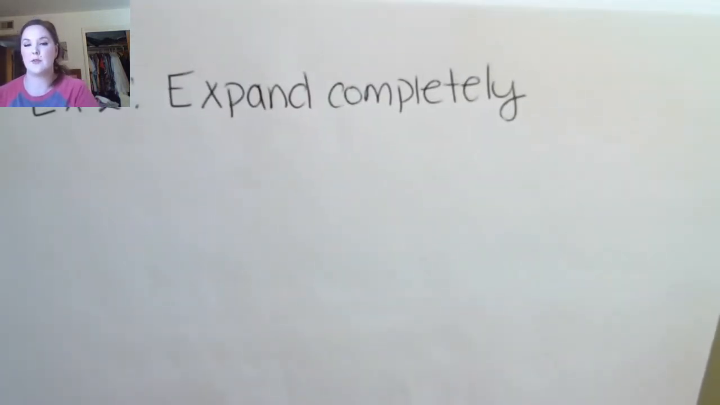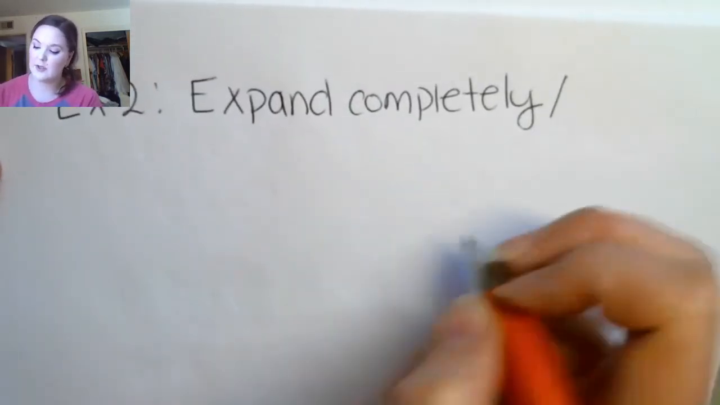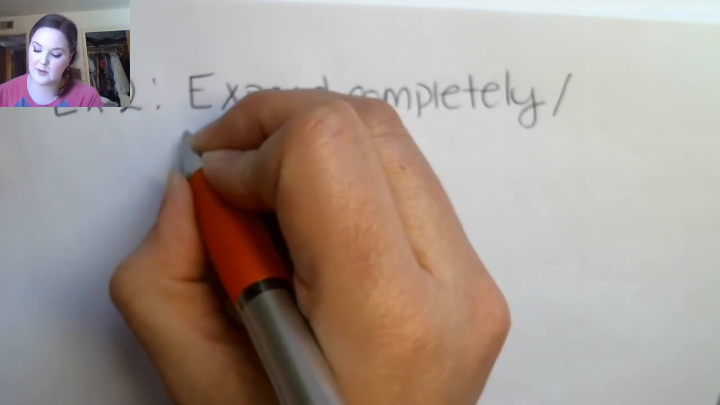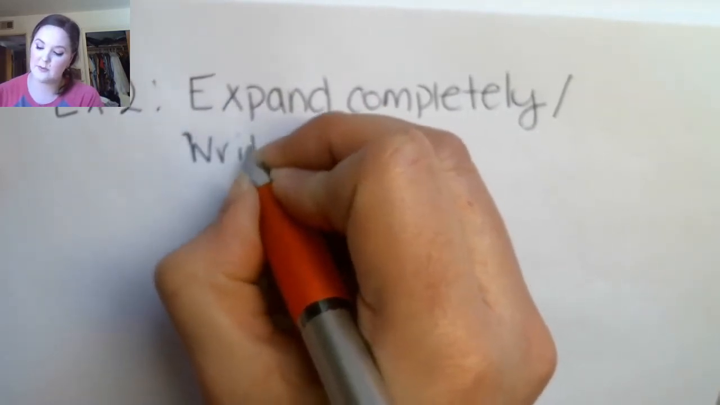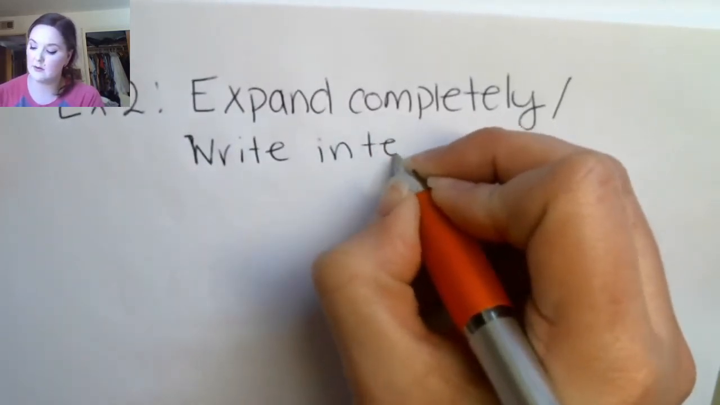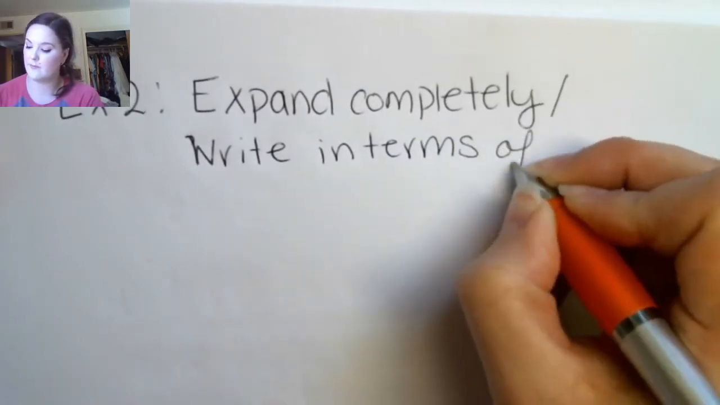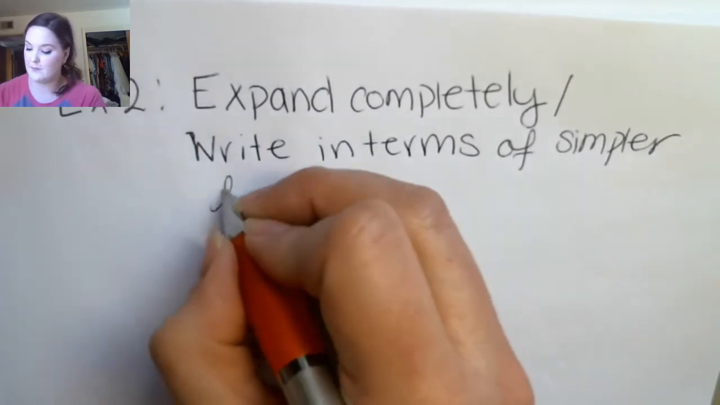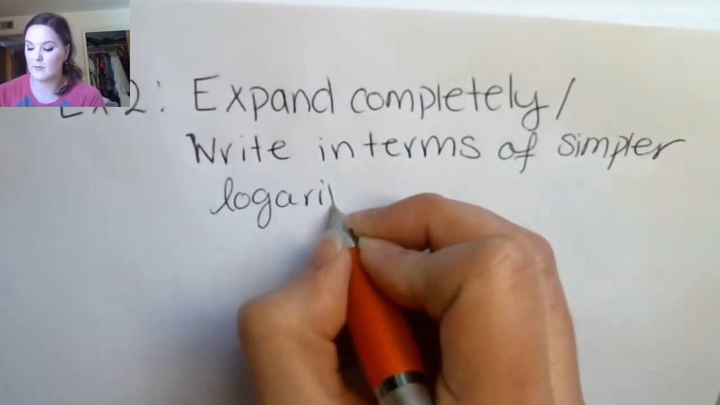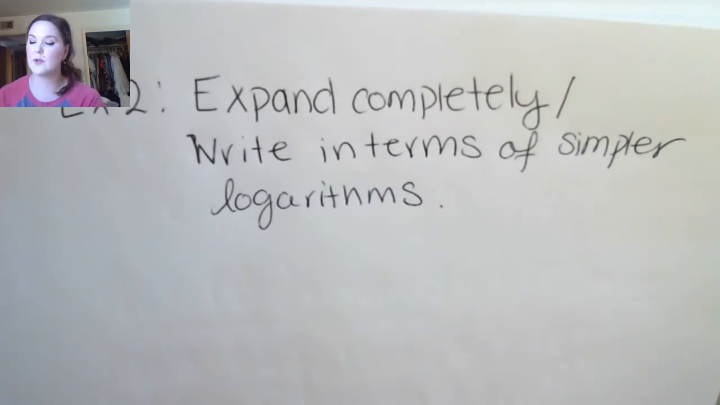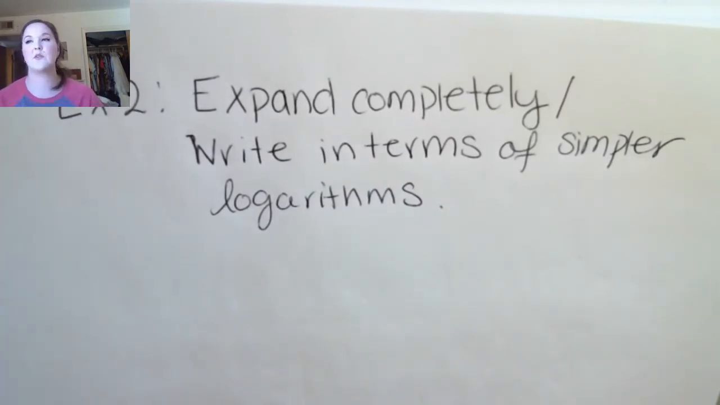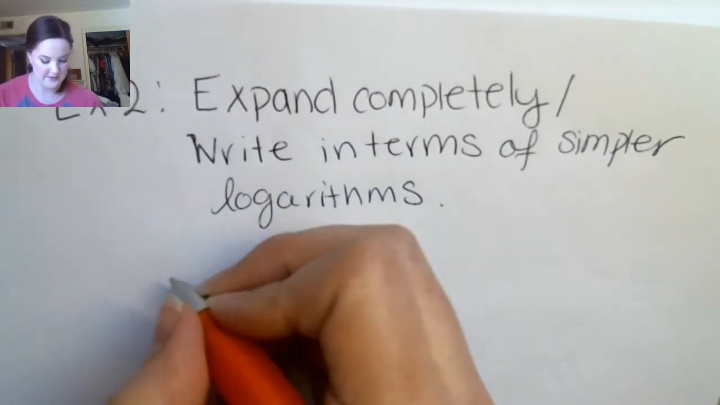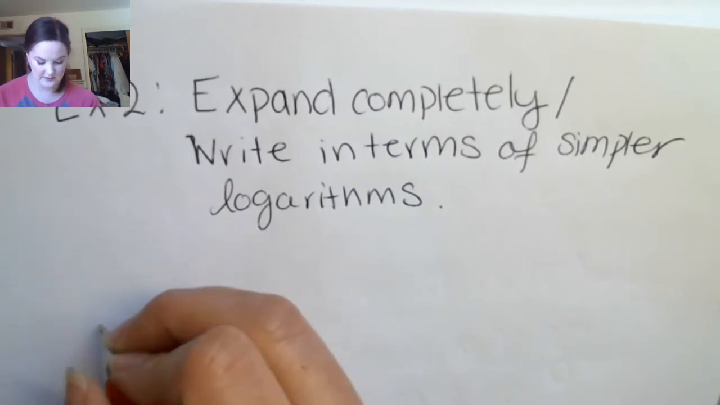Okay, so sometimes the directions will say expand completely, or you guys have seen in the book, sometimes it will say write in terms of simpler logs. Those really mean the same thing. They want you to expand it out so that inside the log there's only a single thing and there's no exponents in there.